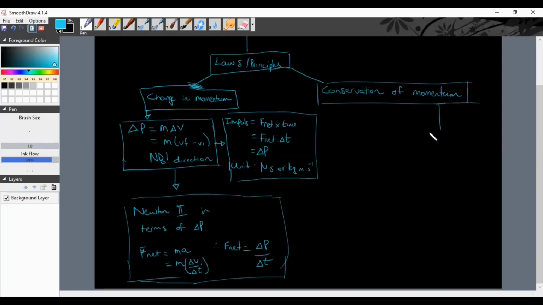Then when it comes to the conservation of momentum, in collisions and explosions, in an isolated system, right, momentum is only conserved in an isolated or closed system. The sigma, or the sum of the initial momentum, must equal the sum of the final momentum. That is the base block there.